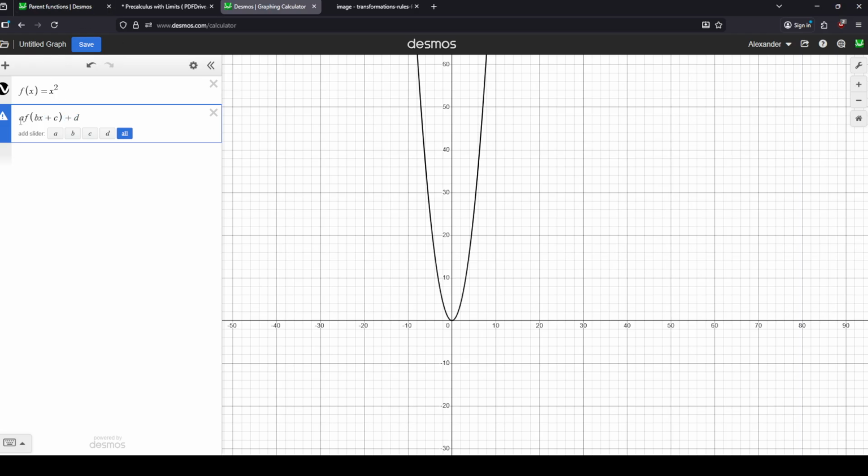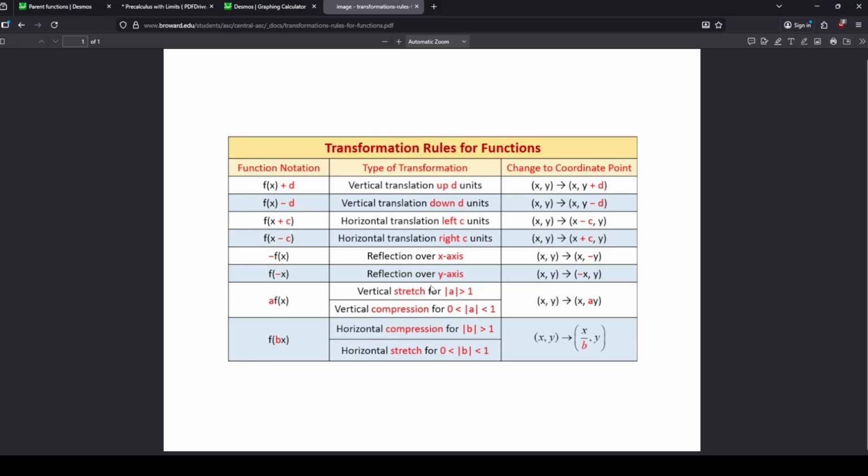All right, so in this example, a is our vertical stretch, b is our horizontal stretch, c will give us a horizontal shift, so just moving it to the left or right. d will give us a vertical shift, moving our function up and down.